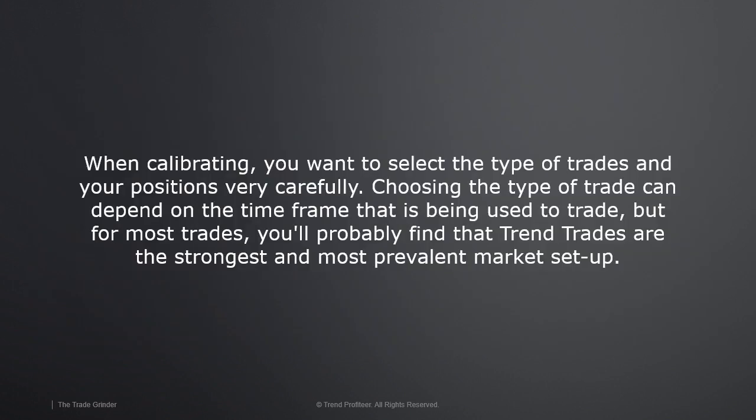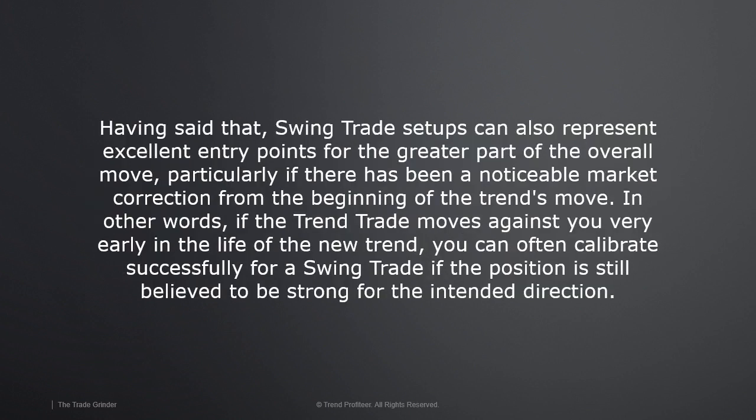So when calibrating, you want to select the type of trades in your positions very carefully. Choosing the type of trade can depend on the time frame that is being used to trade, but for most trades, you'll probably find that trend trades are the strongest and most prevalent market setup. Having said that, swing trade setups can also represent excellent entry points for the greater part of the overall move, particularly if there has been a noticeable market correction from the beginning of the trend's move.